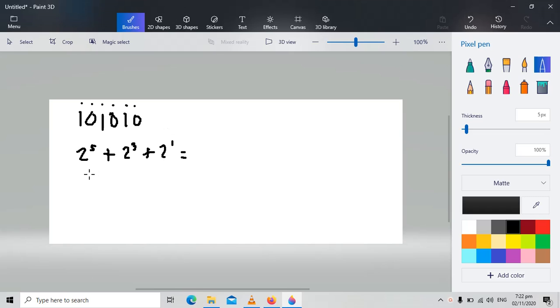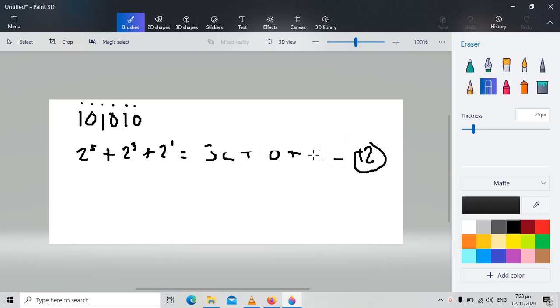So 2 to the power of 5 is 32. 2 to the power of 3 is 8. And 2 to the power of 1 is 2. That will give us 42. 42 is the decimal number of this binary number here. So that's a good start.